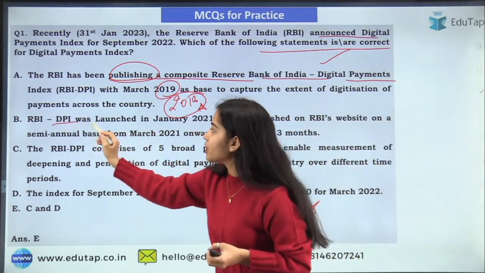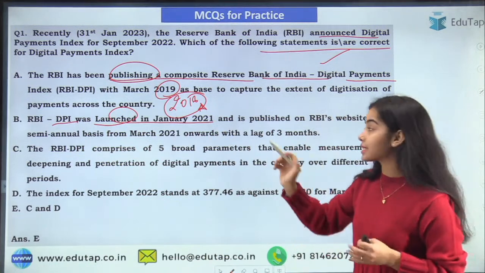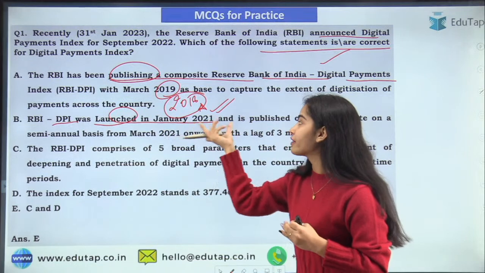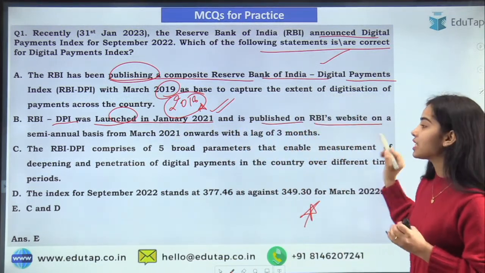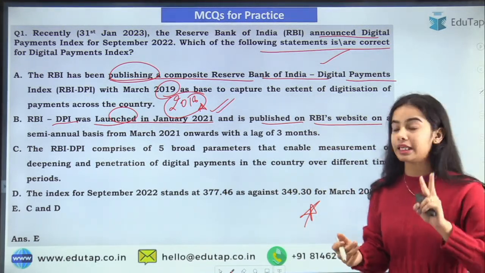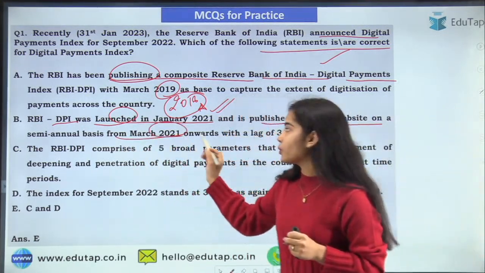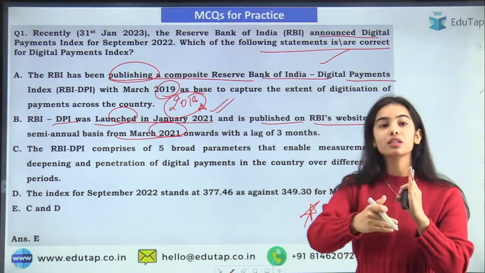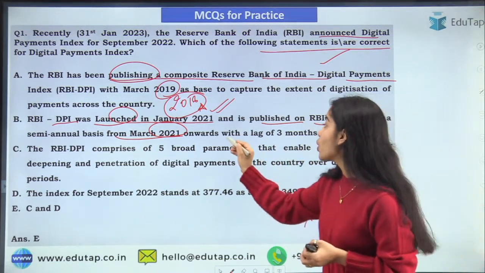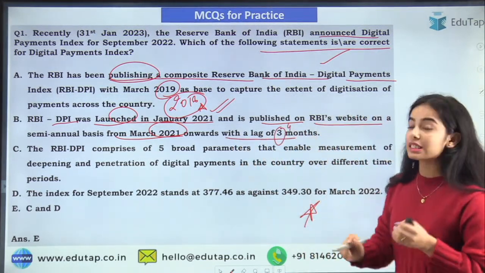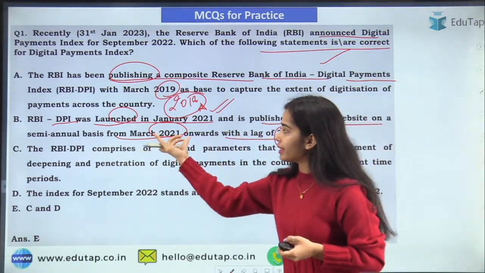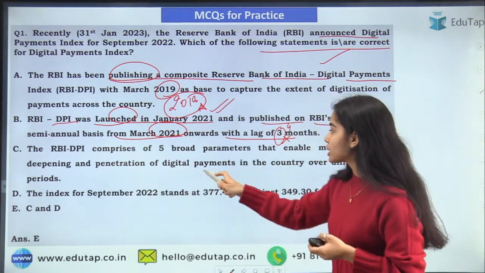The RBI DPI was launched in January 2021. That is correct. The digital payment index was launched by the Reserve Bank of India in January 2021 and is published on RBI's website on a semi-annual basis. That is correct. It is released twice a year. From March 2021, the release started to happen on a semi-annual basis with a lag of 4 months. It is not 3 months, it is 4 months. This is the correct statement.